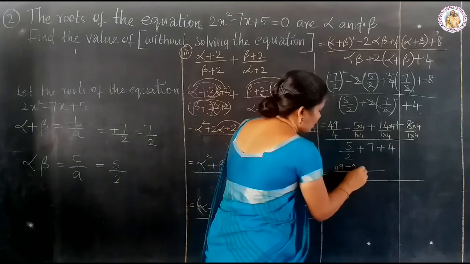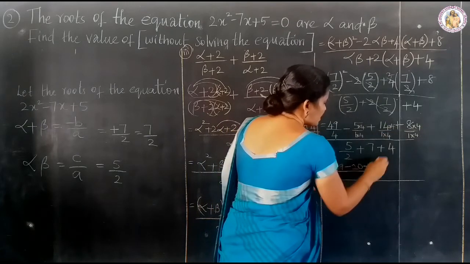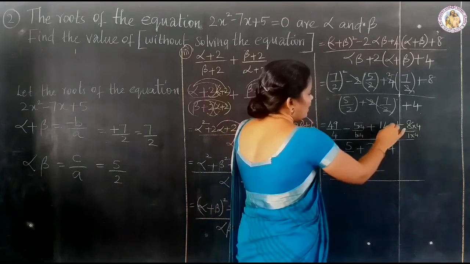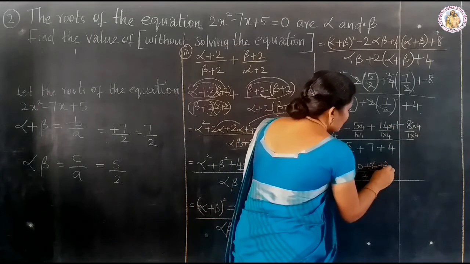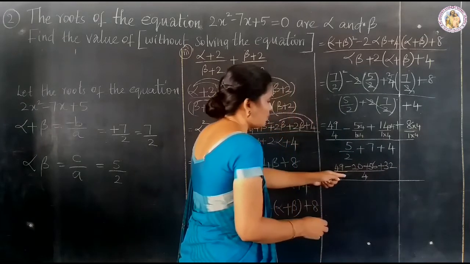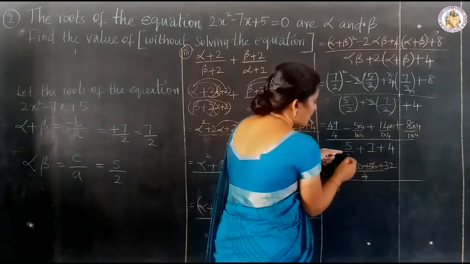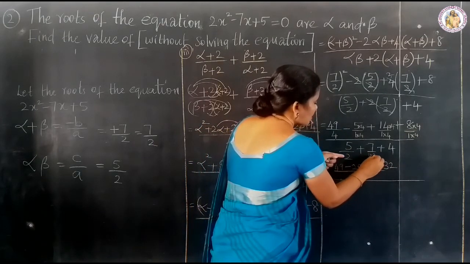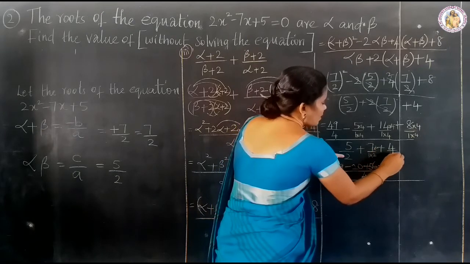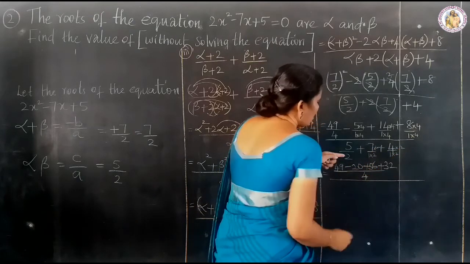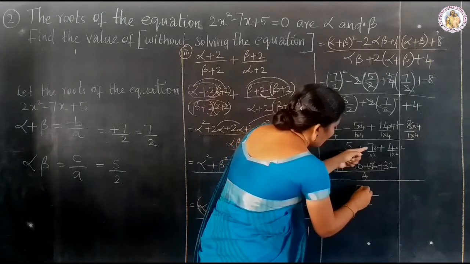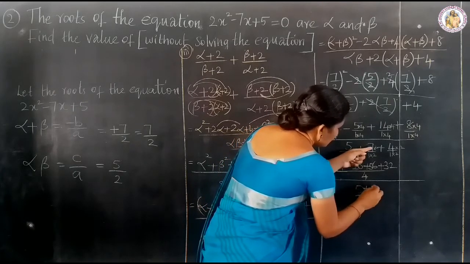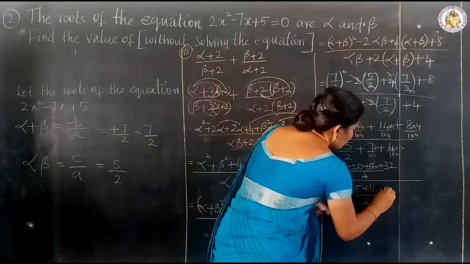minus 5 fours are 20 plus 4 fours are 16, 1 fours are 4, 56 plus 8 fours are 32 by 4. And here in the denominator multiply with 2. So into 2 into 2 into 2. Okay, so now write 5 ones are 5 and plus 7 twos are 14 plus 4 twos are 8.